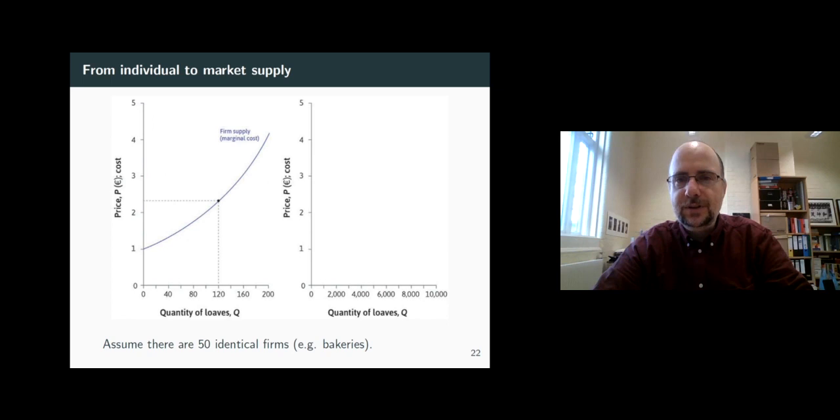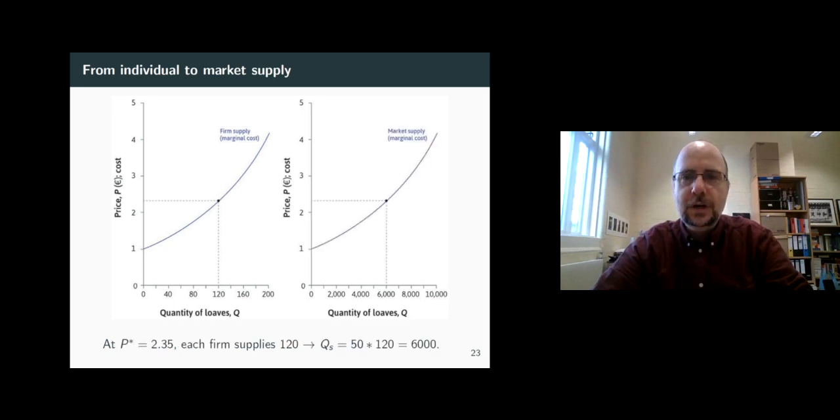How does this look for the entire market of many identical firms, all of them selling their homogeneous product? So let's take a price of €2.35 per loaf of bread. At this price, it's optimal for every firm to supply 120 loaves. But there are 50 identical firms here. So at a price of €2.35, the market will supply 50 times the individual optimal level of production. This is why the market will supply 50 times 120, which is 6,000 loaves of bread.